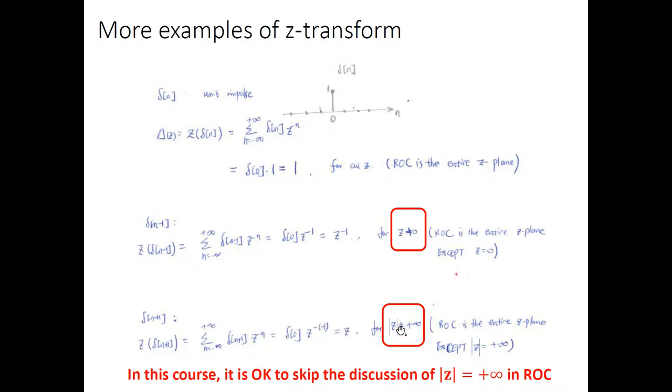But in this course, it is okay to skip the discussion of z magnitude equals plus infinity, because this is a very tricky case. If you want to be rigorous, that's fine. You can write in your answer that z is not plus infinity for a case like this. But if you don't write z not equal plus infinity, that is also okay, because by default, we are considering the finite values of z.